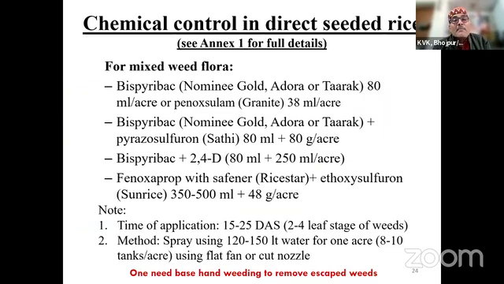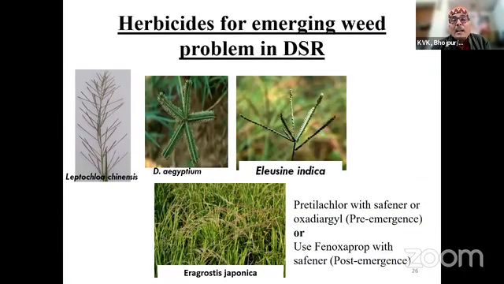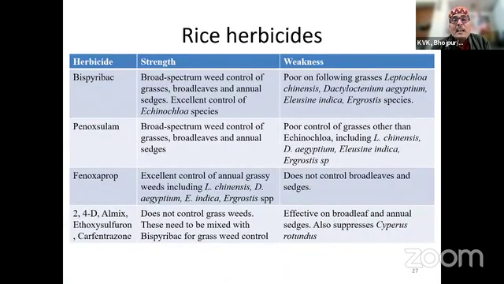Again, where the mixed flora is there, bispyribac plus pyrazosulfuron, bispyribac, fenoxaprop, Stefner. These are the different combinations which can be applied 15 to 20 days after sowing. And the method is application with 120 to 150 liter of water for 1 acre of land, that is 8 to 10 tanks of knapsack using flat fan or cut nozzles. Again, these are the DSR rice herbicides.